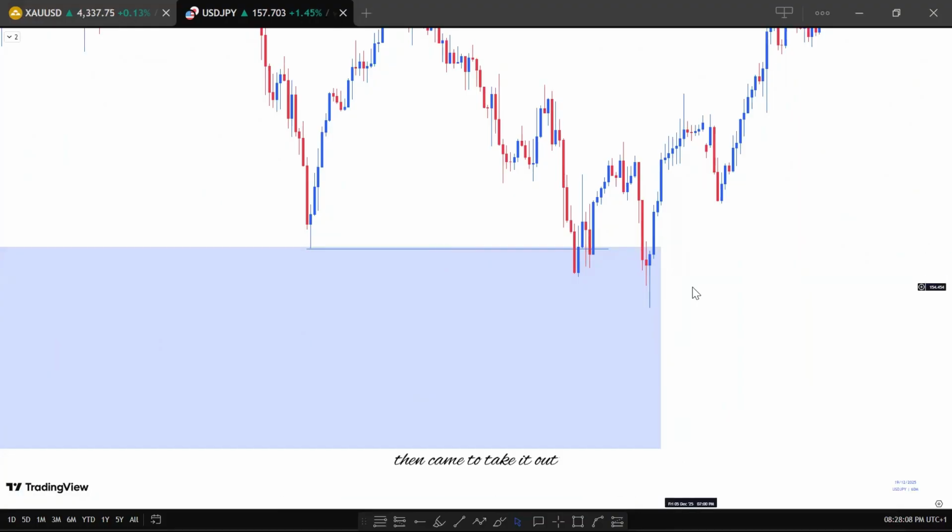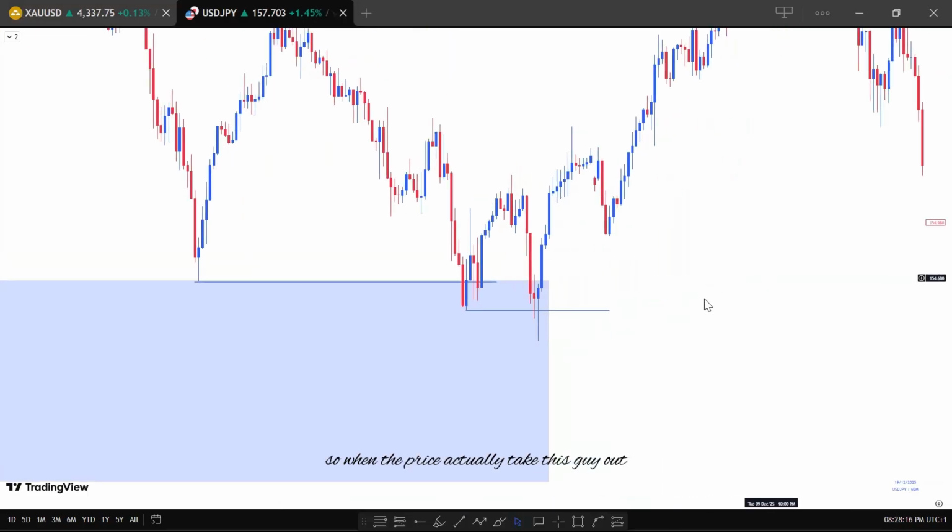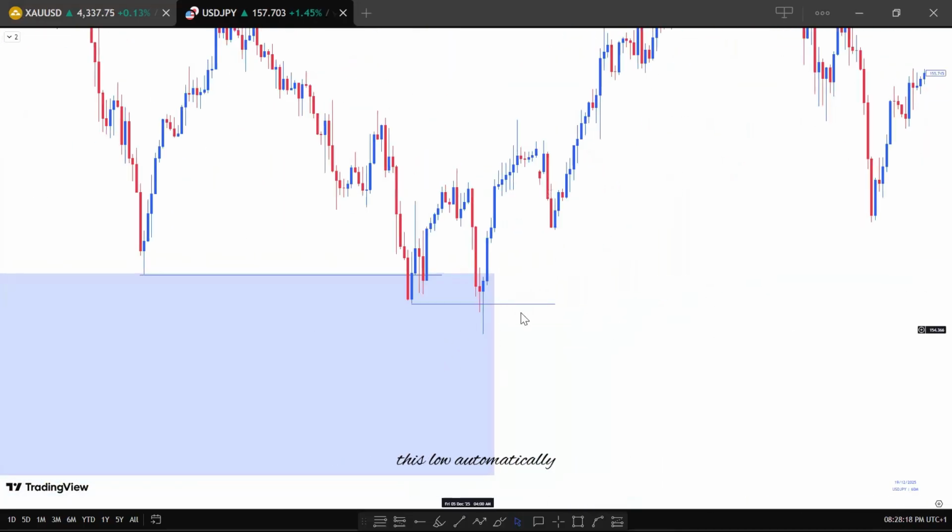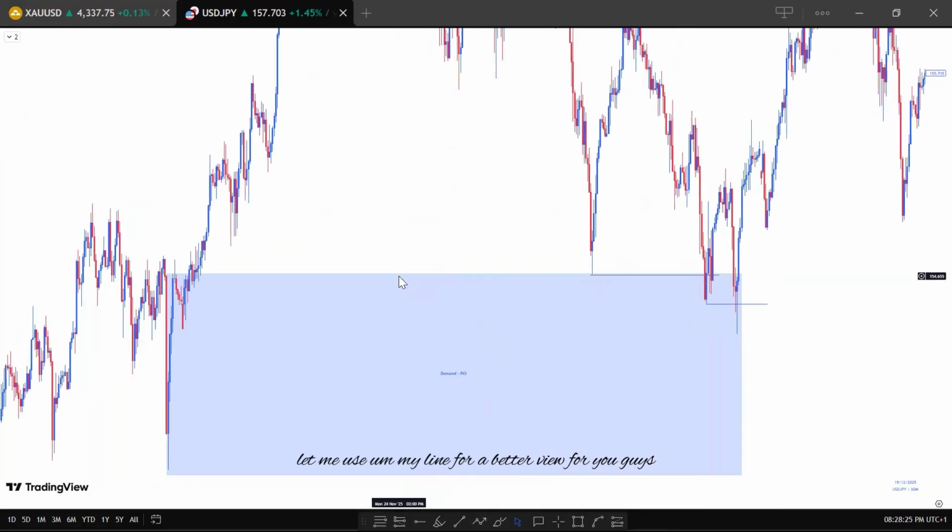then came to take it out. Then price came, tapped into this, and still took this out. So immediately price took this out, this low automatically becomes a protected level. Let me use my line for a better view for you guys.